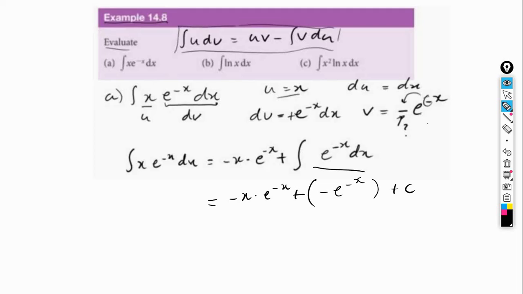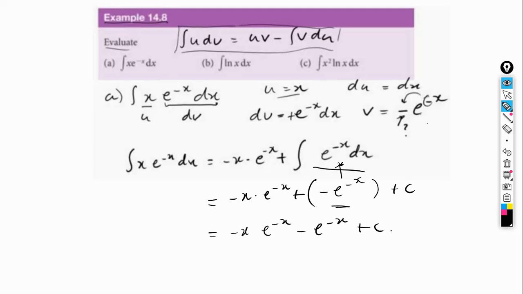So why minus e to the minus x? Well, because notice that if we do the derivative of this, we get that. So this is the antiderivative of this. And then finally, we can write this as minus x times e to the minus x minus e to the minus x plus c. And that would be good enough.